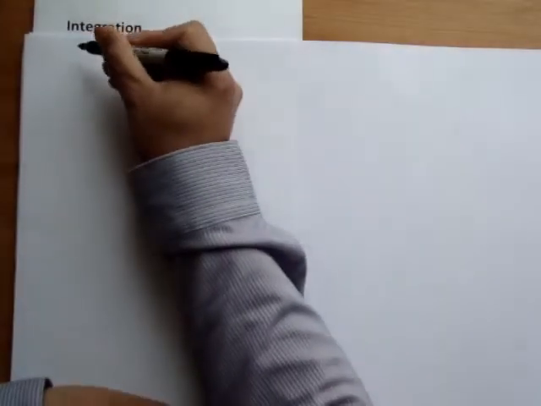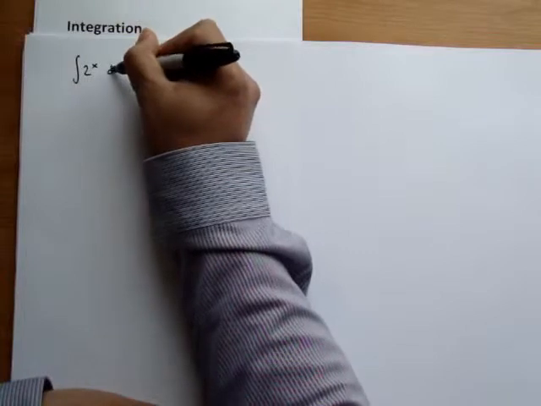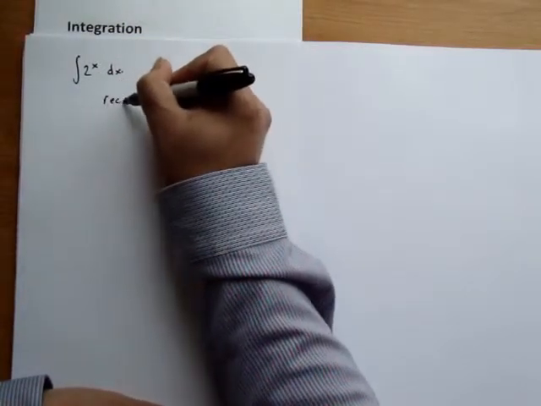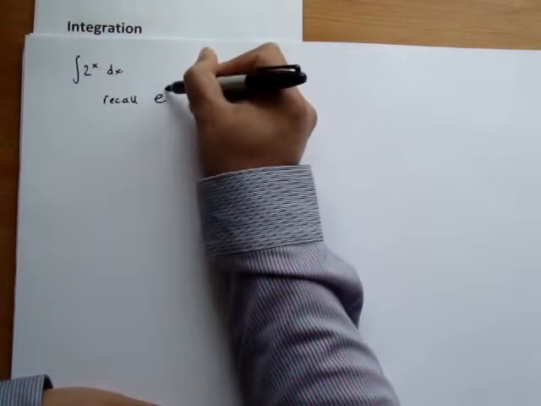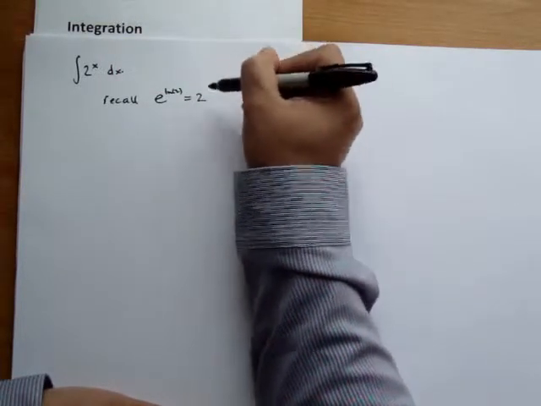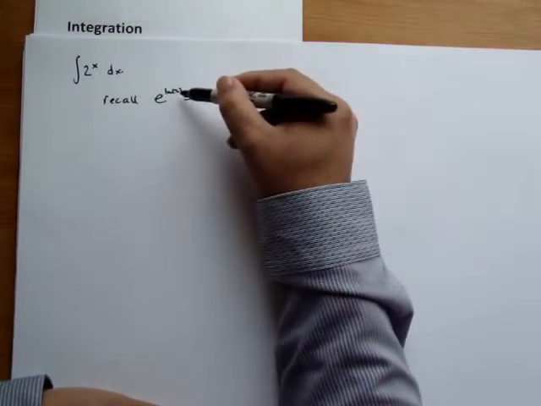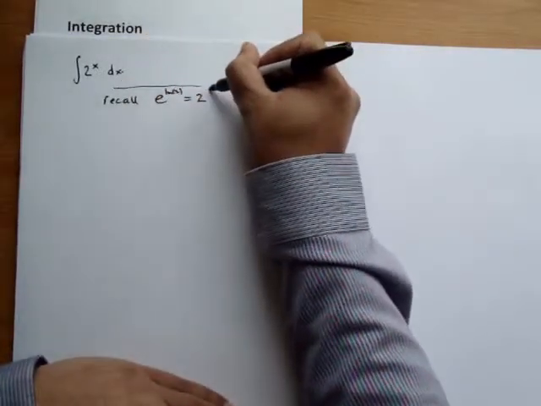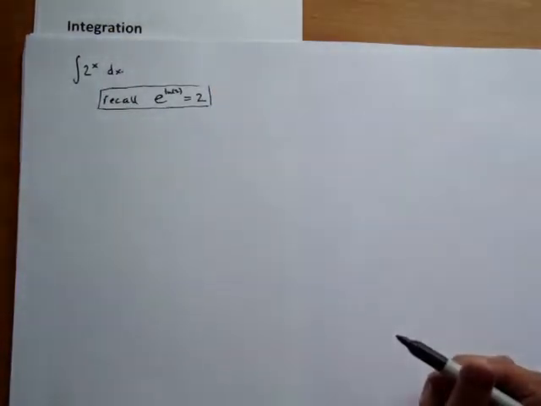Quick look at how to integrate 2 to the x dx. We have to recall that e to the natural log of 2 is 2. So it's as if when e and natural log are next to each other they cancel out and we're left with the 2. So that's the rule when we're dealing with natural logarithms.